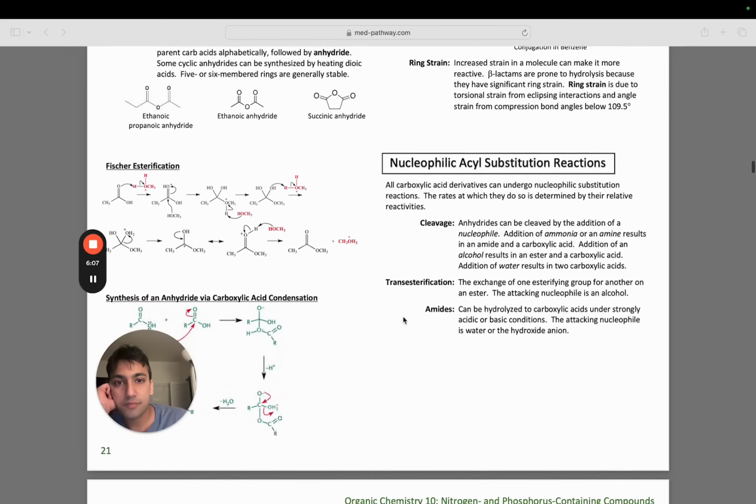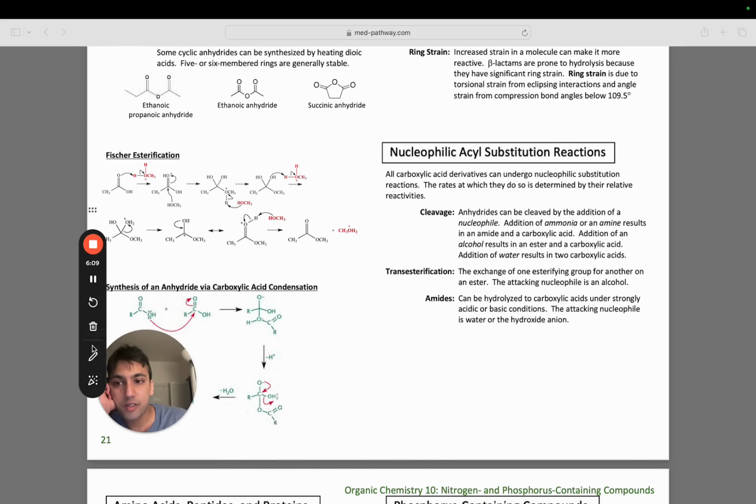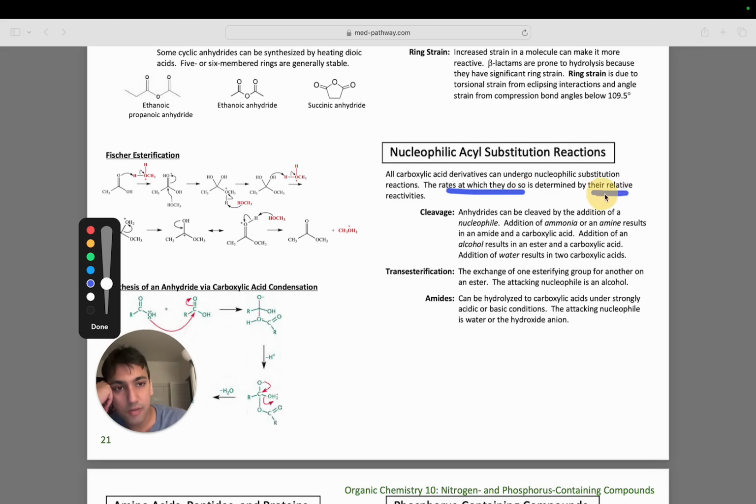All right. Now we have nucleophilic acyl substitutions. I've already talked about this a lot on the previous page. We just need to know the rate at which those reactions happen. They're based on their relative reactivities. So cleavage basically talks about anhydrides. Anhydrides, remember, are those things formed when two carboxylic acids join together. And cleavage refers to the fact that we can cleave those anhydrides by the addition of a nucleophile.